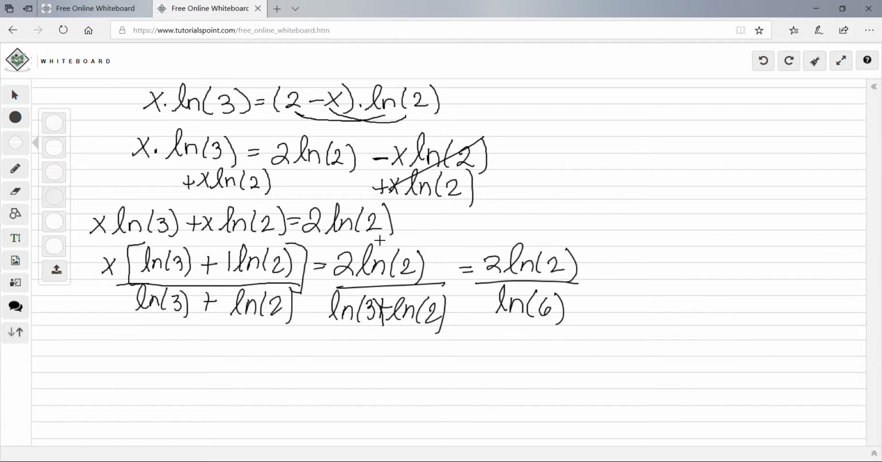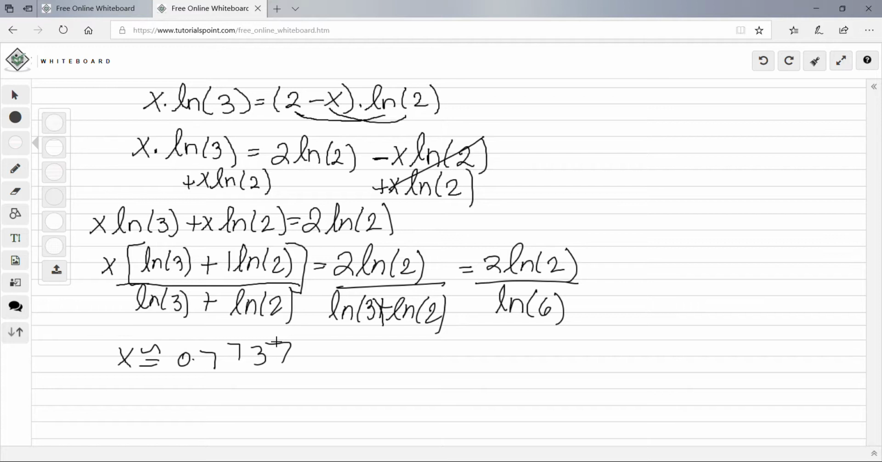You can put this in the calculator, 2 ln of 2, but I would use parentheses. So if you put this in the calculator, put this in parentheses, and then put this, and just put it the way it is. So when I put that in the calculator, I get x is approximately 0.7737.